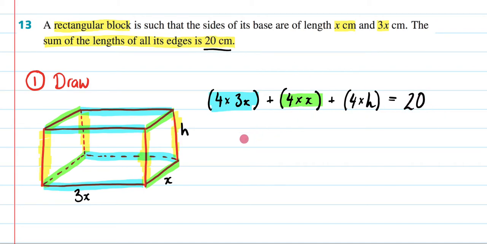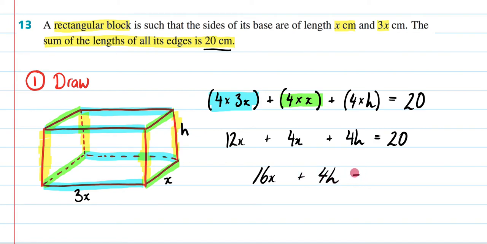All right, let's now tidy this up. It's going to be 4 times 3x is 12x, plus 4 times x is 4x, plus 4 times h is 4h, which is equal to 20. I then add these together, so 16x plus 4h is equal to 20.